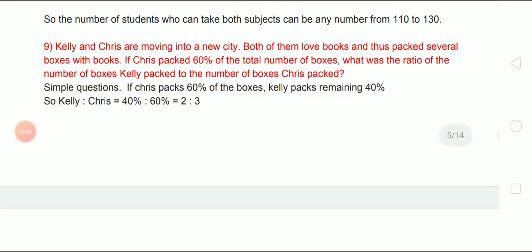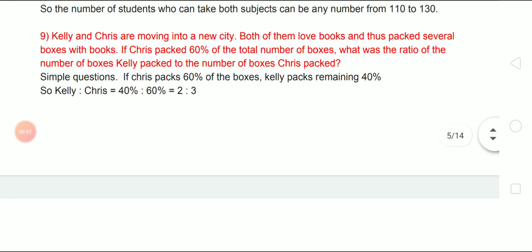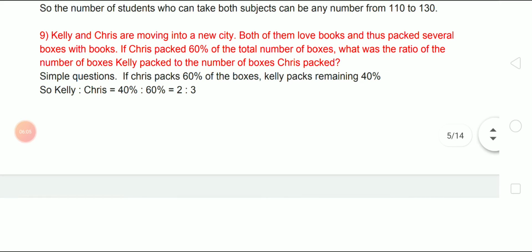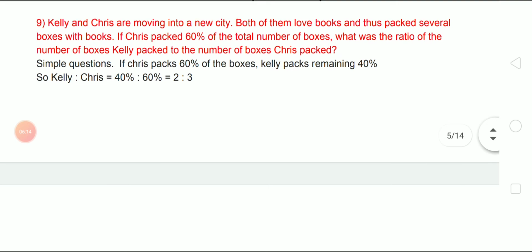Kelly and Krish are moving into a new city. Both of them love books and thus packed several boxes with books. If Chris packed 60% of the total number of boxes, what was the ratio of the number of boxes Kelly packed to the number of boxes Chris packed? Okay, simple question it was.